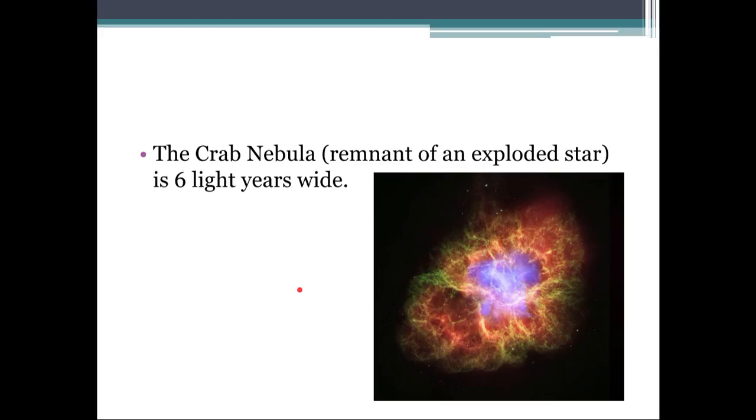So here's an object out in space. It's a pretty large object. It's the Crab Nebula. It's the remnant of an exploded star, so a star that went supernova. And we know that it is 6 light years wide. That means if somebody right here shined a flashlight, somebody over here wouldn't get it until 6 years later, right? So in fact, when we're looking at the light from Proxima Centauri, which is the star that's nearest to us, again, it's 5 light years away.